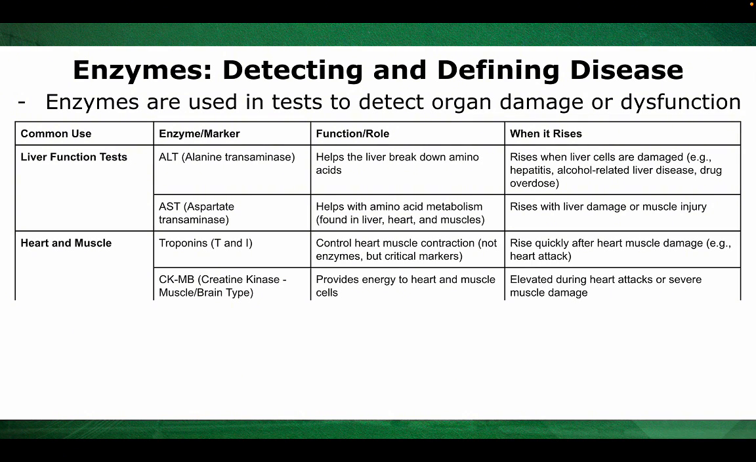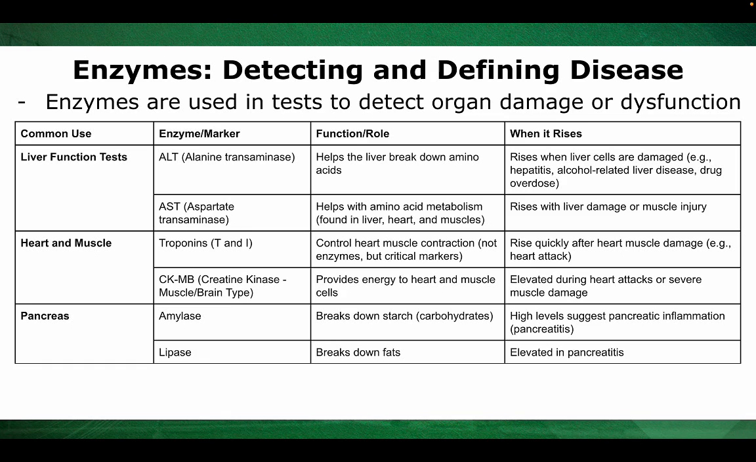Next, we have heart and muscle markers. Troponins T and I are not enzymes, but they're crucial markers for heart damage. They help regulate heart muscle contraction and rise quickly after a heart attack. CK-MB, or creatine kinase muscle brain type, is an enzyme that gives energy to muscle and heart cells. High levels usually mean there's been muscle damage or a heart attack.